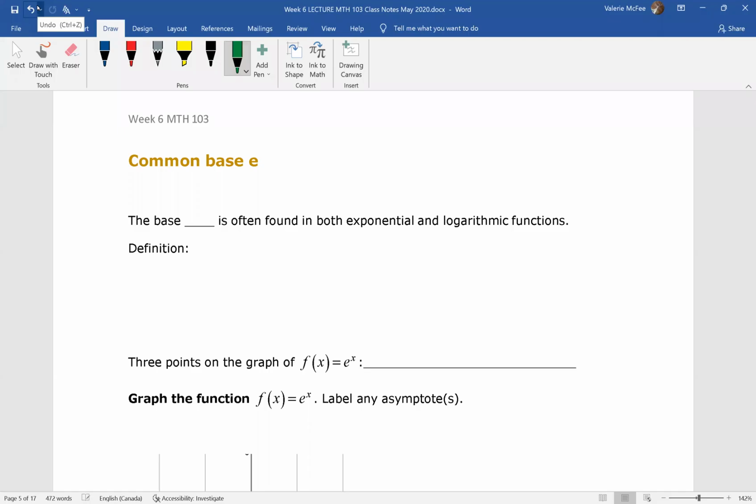Let's talk about the base E. E is known as Euler's number. Euler was a mathematician. And E is often used when we study compound interest. So those of you going into finance as a field of study might want to learn a little bit more about Euler's number.